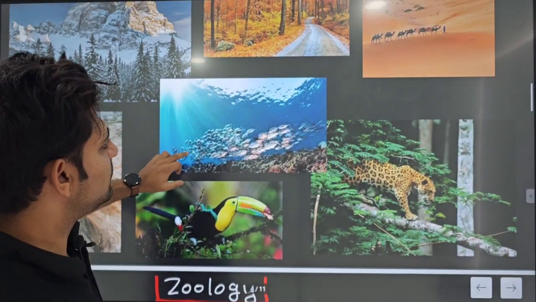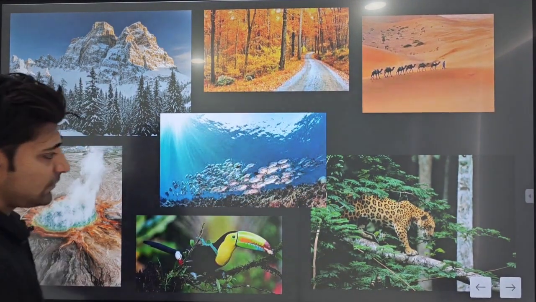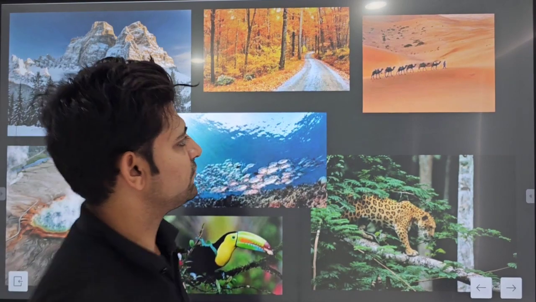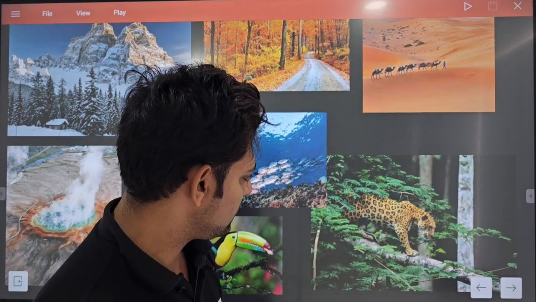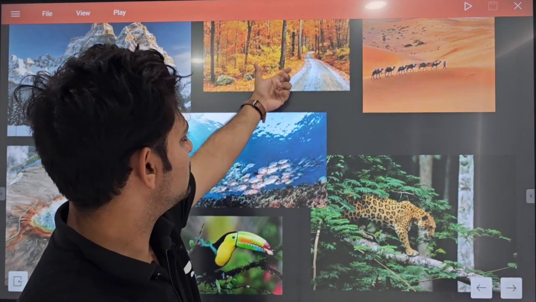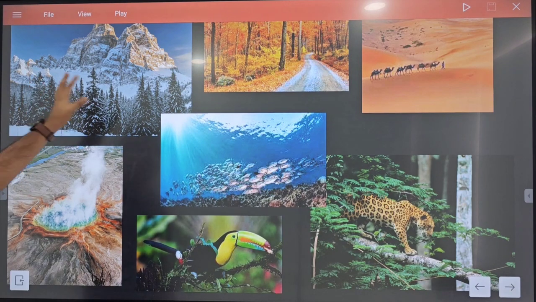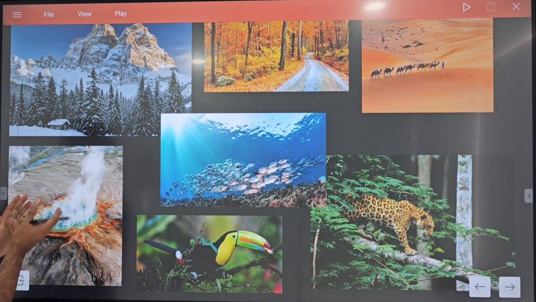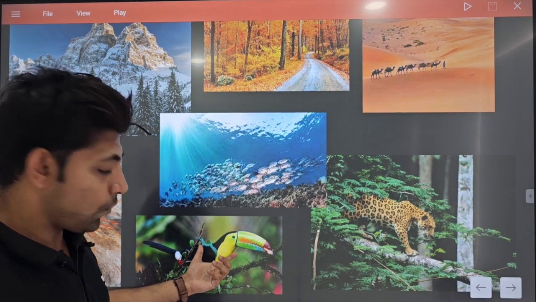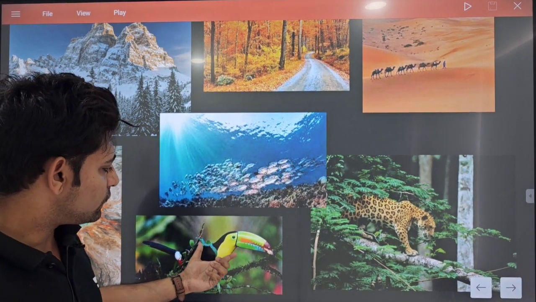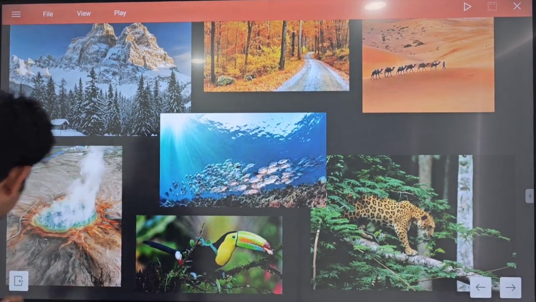Okay, now let me go back to the previous slide. This is how beautifully you can observe how the world is diversified. Somewhere it's desert, somewhere it's tropical rainforest. This is a jaguar. Somewhere it's deciduous forest, somewhere it's a frigid zone, somewhere it's a hot spring. This is a hot spring. This is another bird of the tropical rainforest, and this is under the sea. It's really amazing, right?